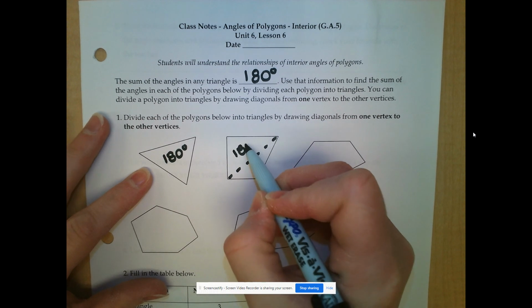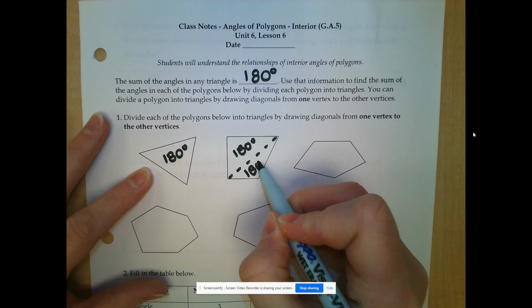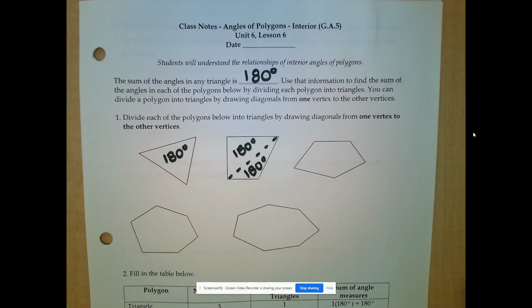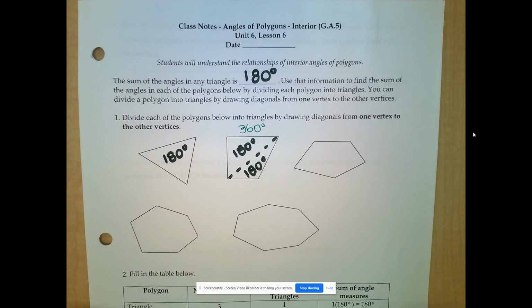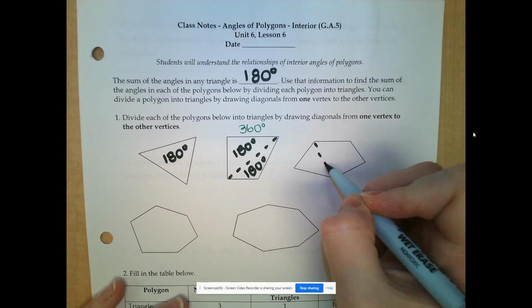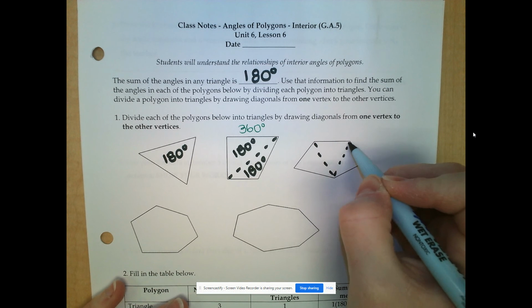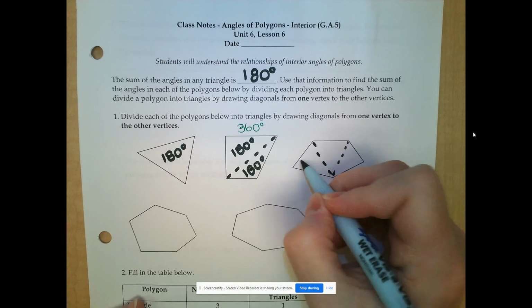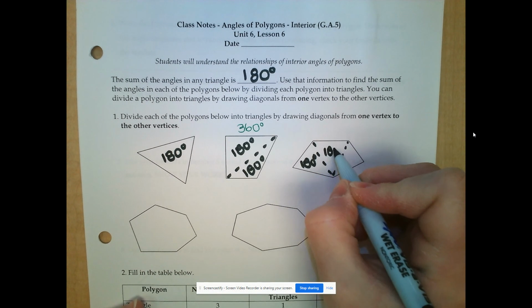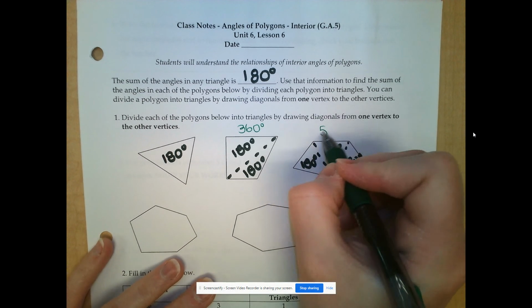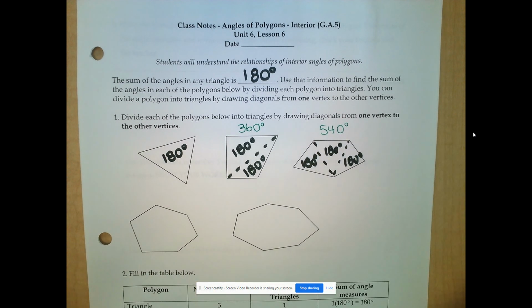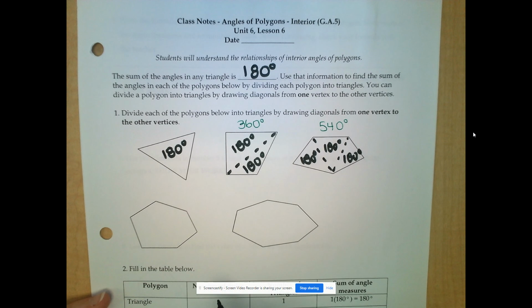So this triangle has 180 degrees and this triangle has 180 degrees, meaning that the quadrilateral has 360 degrees in it total. This pentagon, if we divide it up into triangles, has three triangles, 180 degrees, 180 degrees, and 180 degrees, meaning that a pentagon is made up of 540 degrees inside. You can continue to do this for each shape.